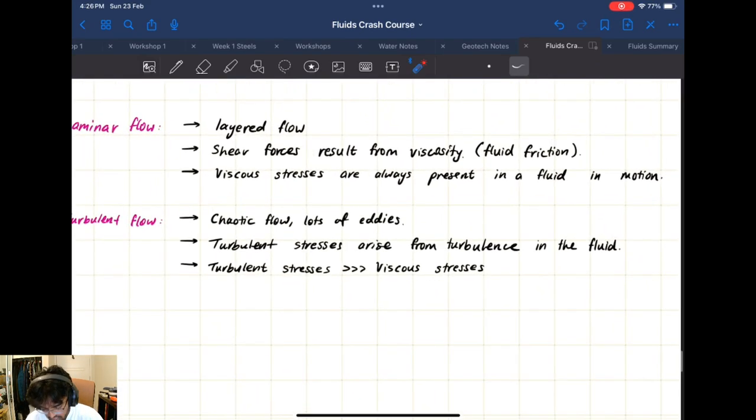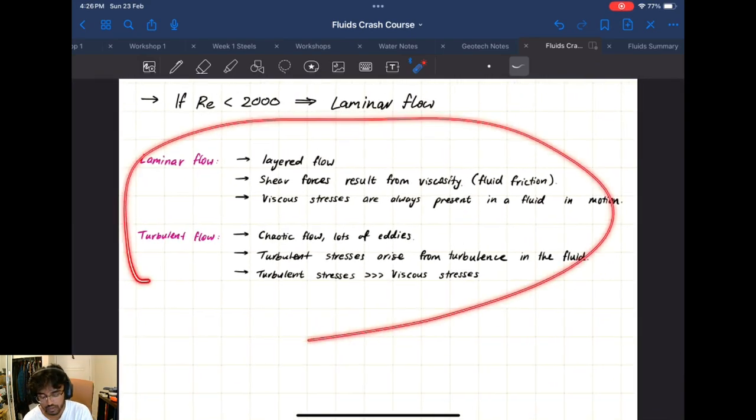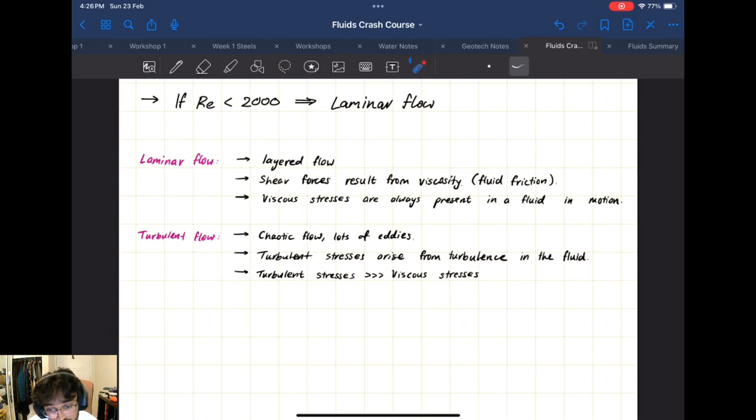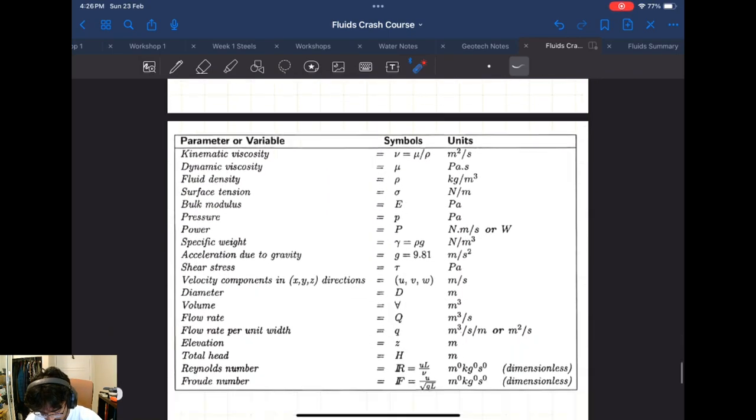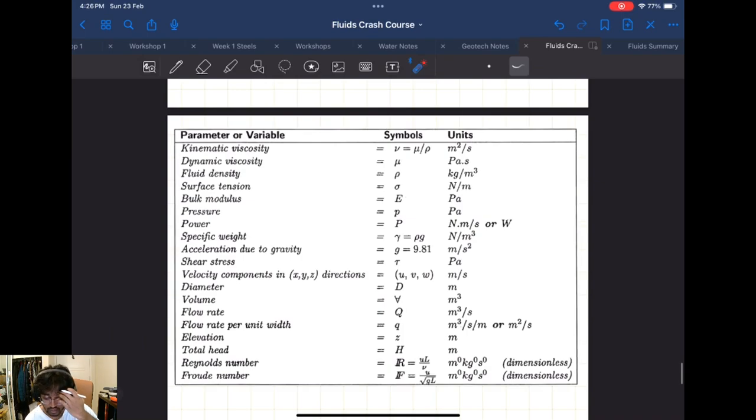I've also pretty much given a bit of description about laminar flow and turbulent flow, which you guys can read in your own time. For now, these are some dimensions. This you guys should have already looked at in your first lecture, or you guys will take a look at it again in week 7 or 8. So these are parameters and variables, the symbols for them, and the units for them.